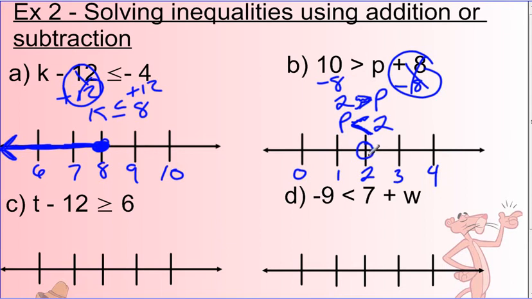Now we can graph. Now look at this arrowhead. It's facing to the left. P is less than 2. These numbers are less than 2. So this is our answer.